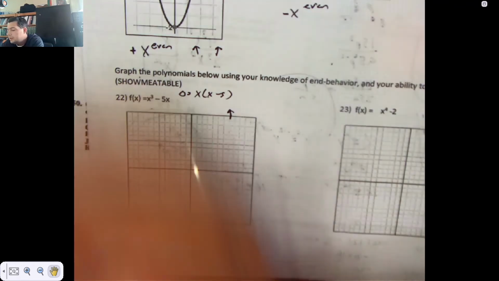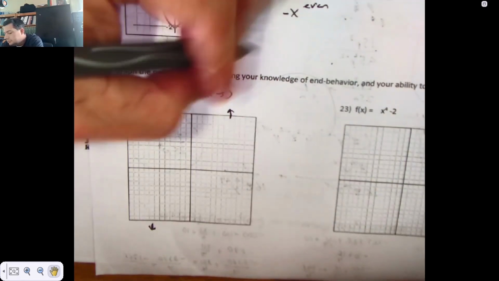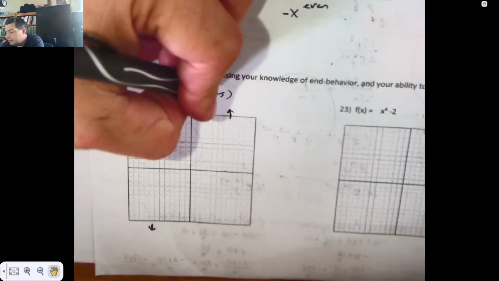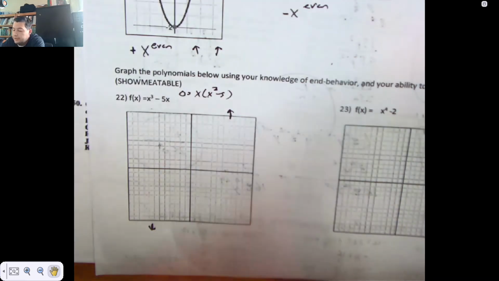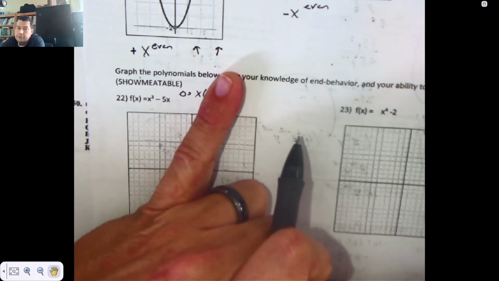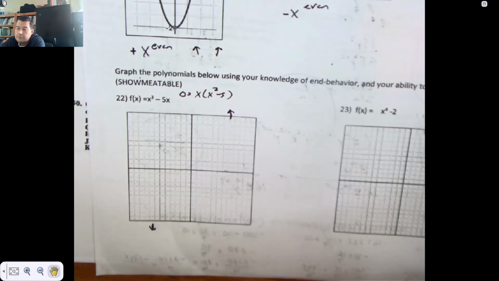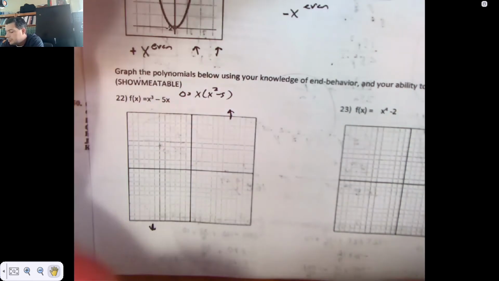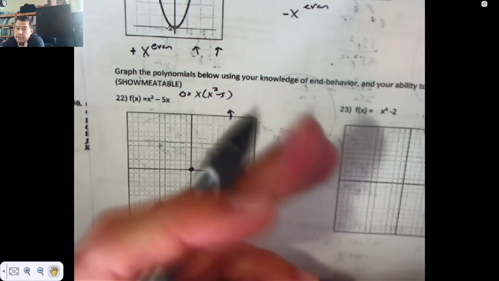So, what did I just learn? Apparently nothing. I learned that an easy x-intercept is 0. There's also one at plus or minus root 5, but some of y'all get that, some of y'all won't. But anyways, I know that I cross the x-axis at 0. What else do I know? I don't know. Got to make a table.